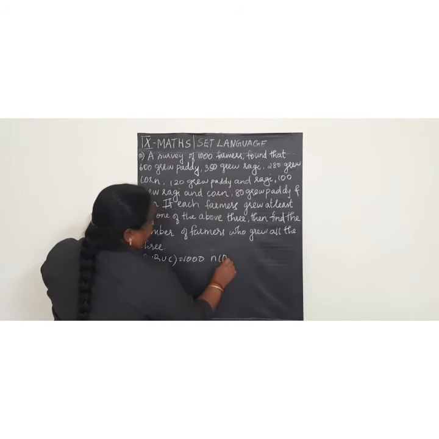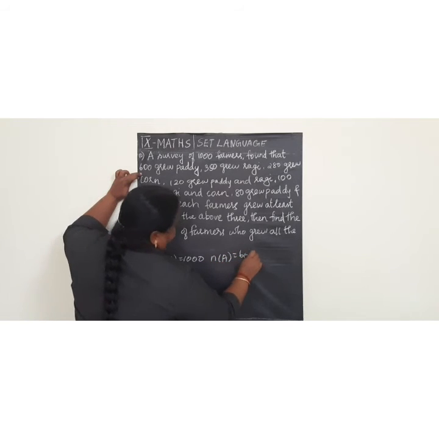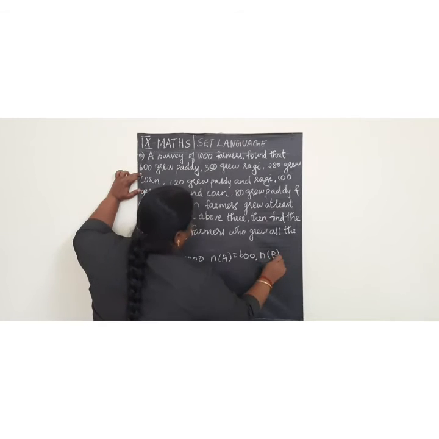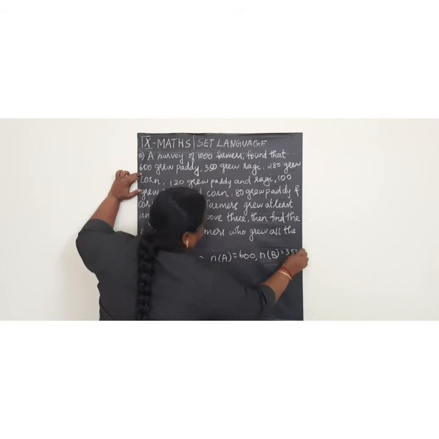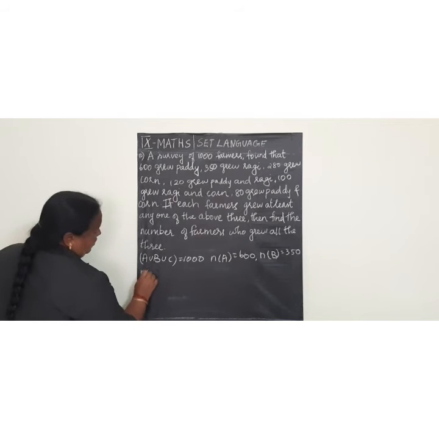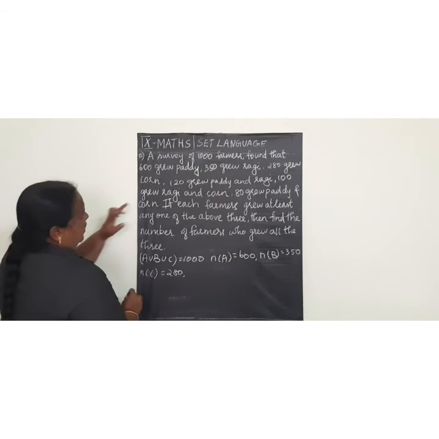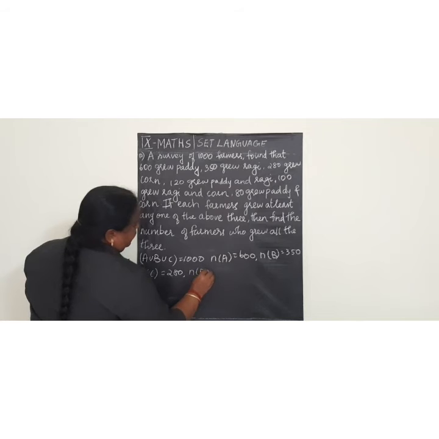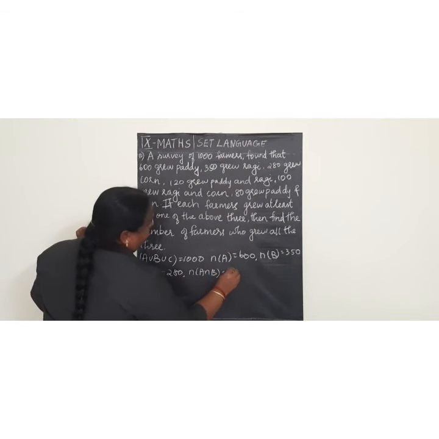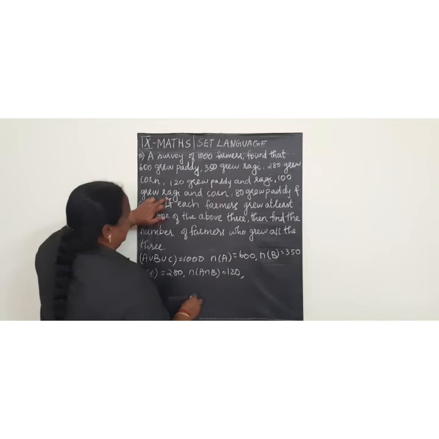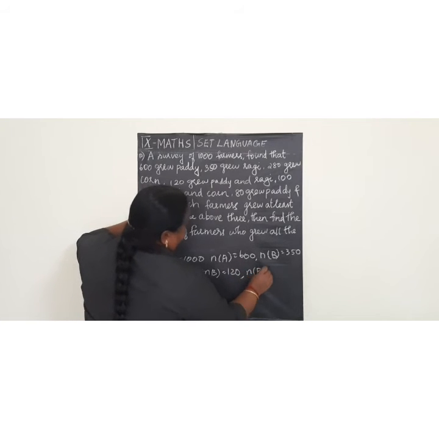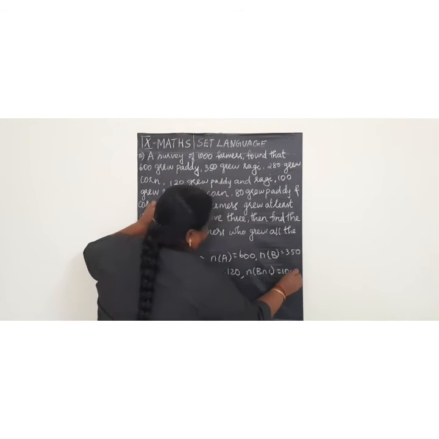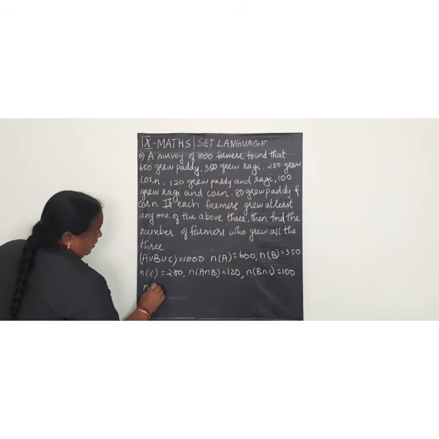Then n(A) is equal to 600, n(B) is equal to 350, then n(C) is equal to 280. Then n(A ∩ B), paddy and ragi, is equal to 120, n(B ∩ C) is equal to 100, and n(A ∩ C) is equal to 80.